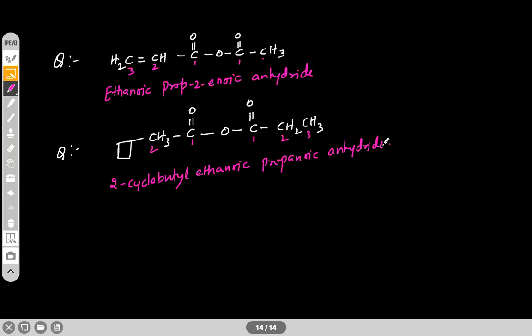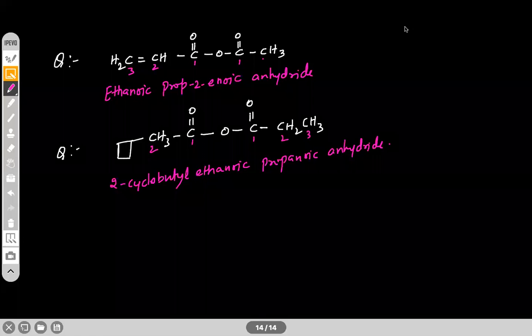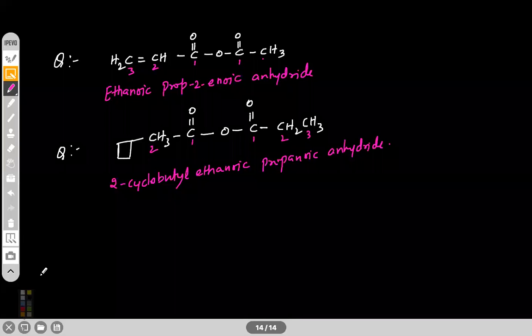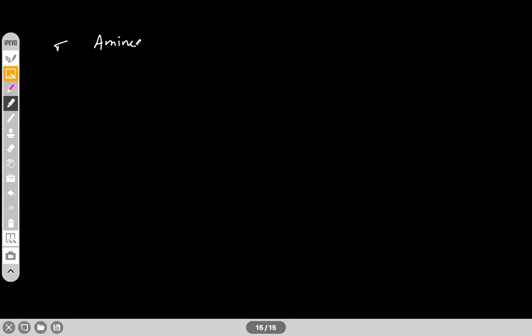Understood? Okay. Now one last functional group is amine. Amine is NH2, RNH2 basically, and suffix is amine itself.